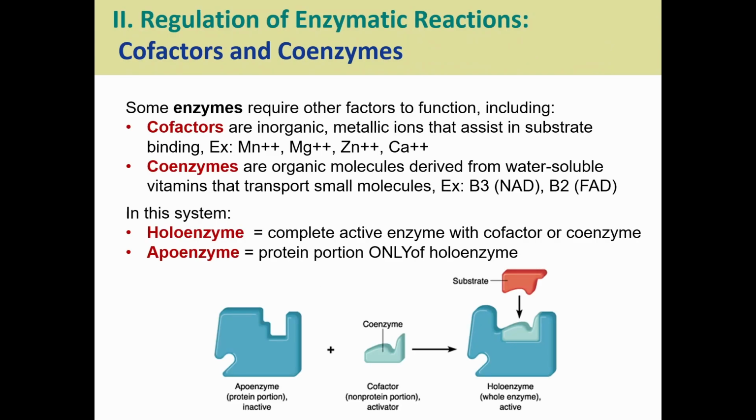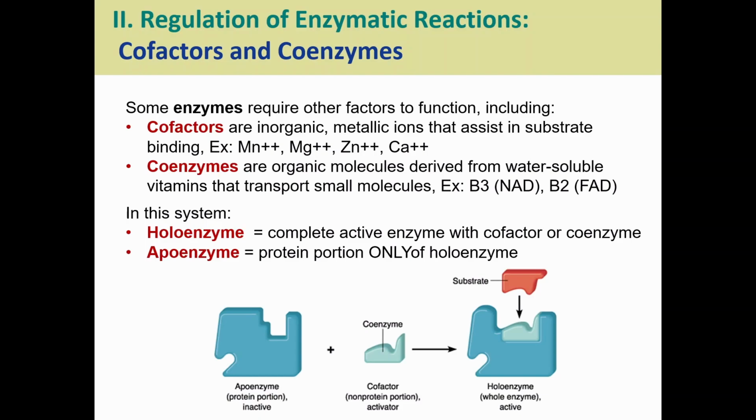Some things that can help out with enzymes and the regulation of them are using things like cofactors and coenzymes. Cofactors are usually some sort of a metallic ion, so something like manganese, magnesium, zinc, calcium, right? They're going to help the substrate bind. Coenzymes are going to be organic things like NAD or FAD. These are usually something that's formed from a vitamin, and that's going to help transport small molecules.